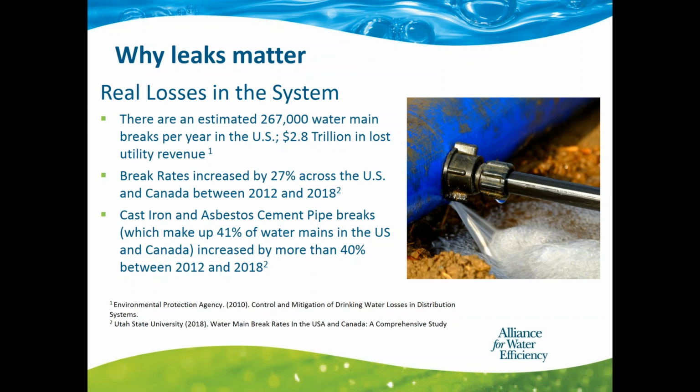We know the break rates are increasing, and they're increasing by high percentages, 27% across the US and Canada between the years of 2012 and 2018, again from another report done by Utah State University. And we know that certain types of pipe materials break more than others. Cast iron and asbestos cement pipe breaks make up 41% of water mains in the United States and Canada, and those breaks increased by more than 40% during that same time period. So these are problem issues for water utility distribution system operators, and they need help in addressing the rising tide of real losses in the system.